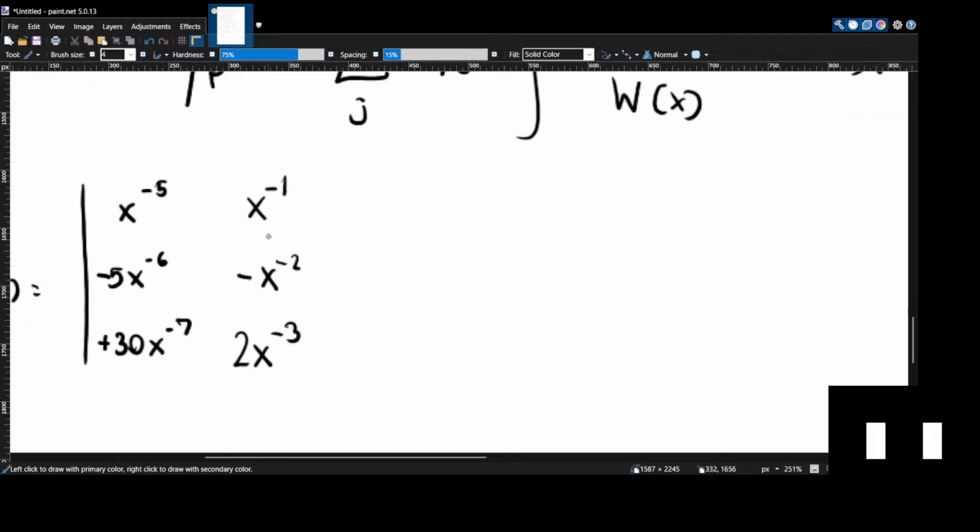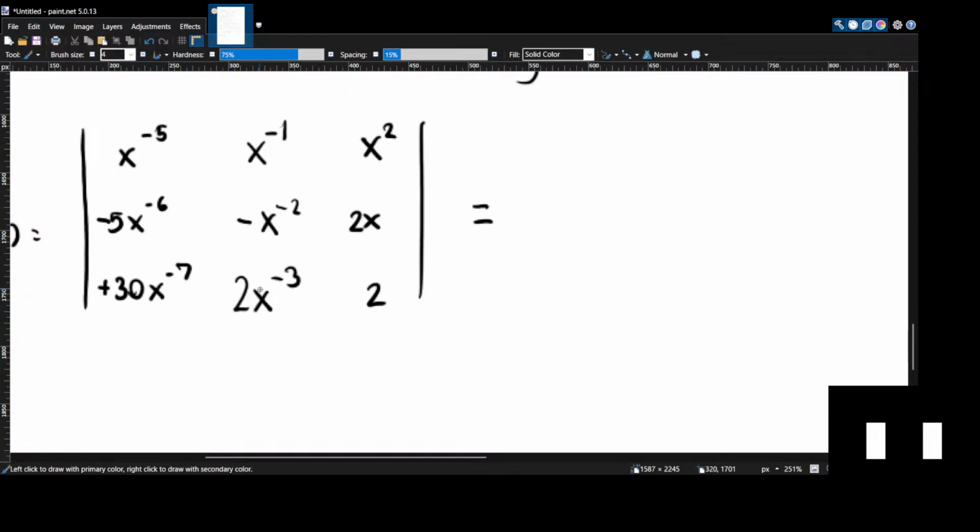Lastly, it's going to be x squared, so it's going to be fairly simple. We have x squared, we have 2x, and then we have just 2. And we have to find the determinant of this matrix. How do you find the determinant of the matrix? What you do is you multiply them diagonally.